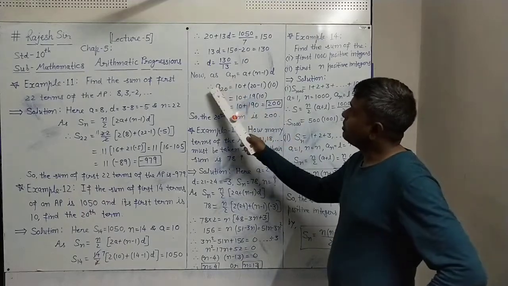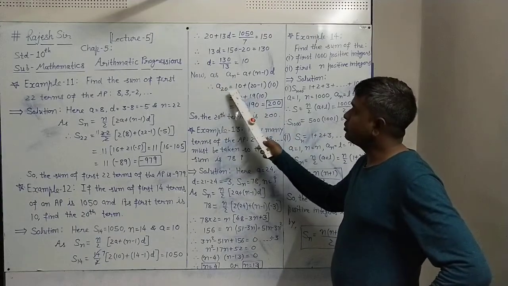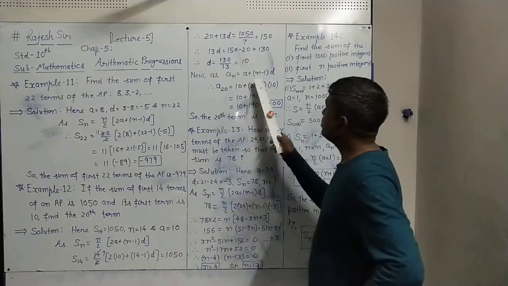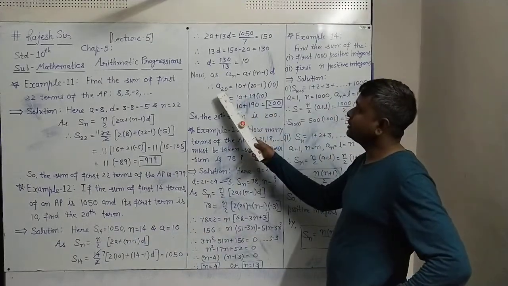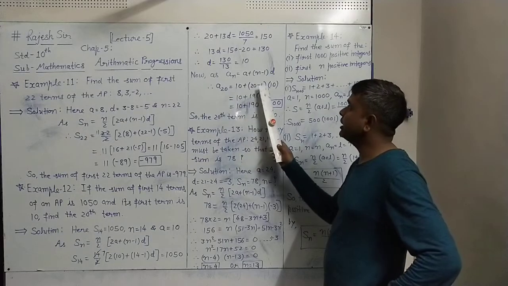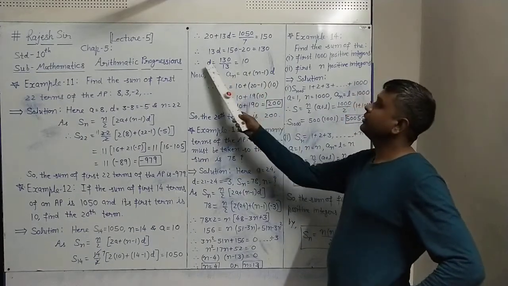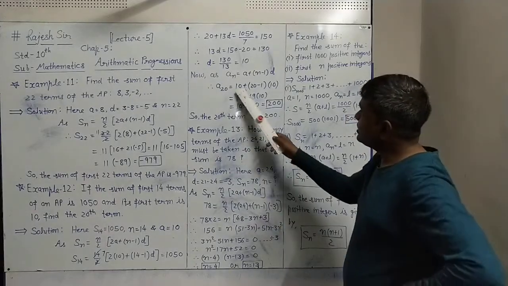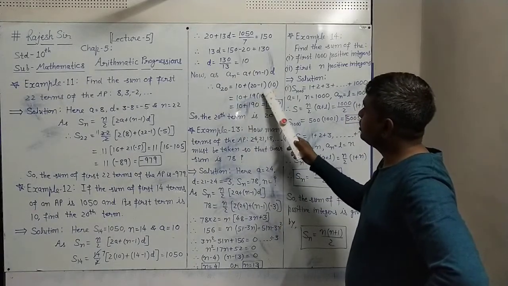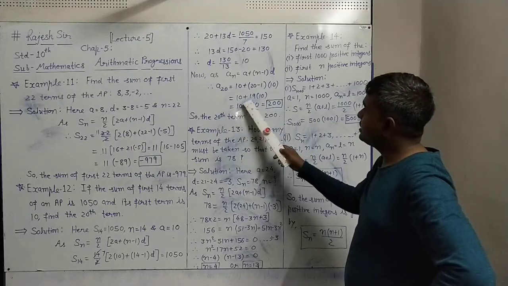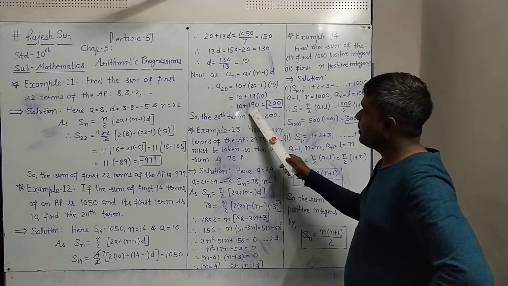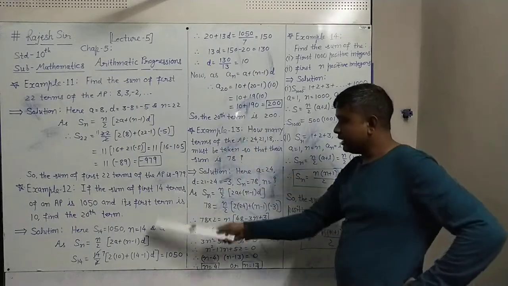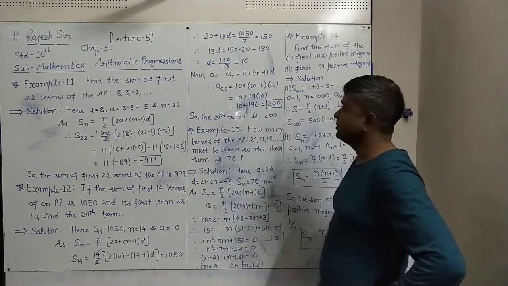So the 20th term can be written as a20 equals a plus (20 minus 1) into d. Here a is 10, and we got that d is 10, which we have placed. Now simplify: 20 minus 1 is 19, into 10, which is 190, plus 10 is 200. So the 20th term of this AP is 200.